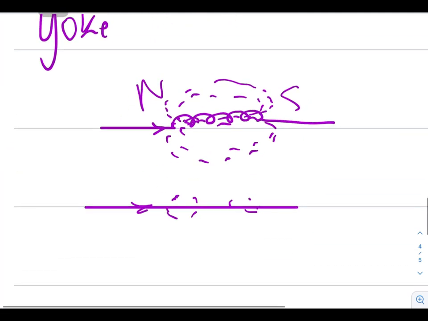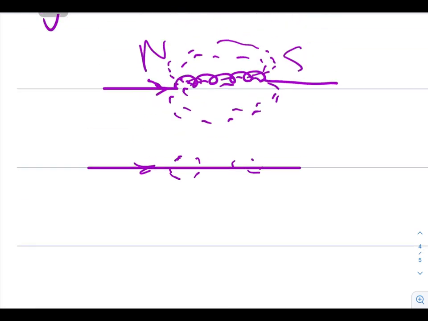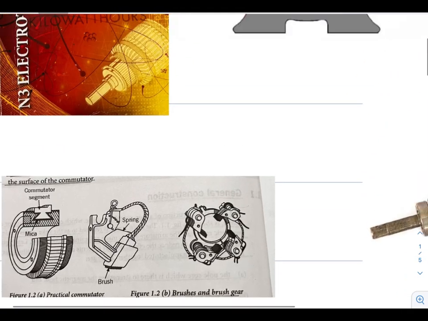So for us to be able to strengthen the magnetic field, we either increase the current flowing through the coil, or we increase the number of turns or windings, so that the magnetic field is stronger, or we can put in a magnetic material, which we call a core, inside that coil that will strengthen the magnetic field.